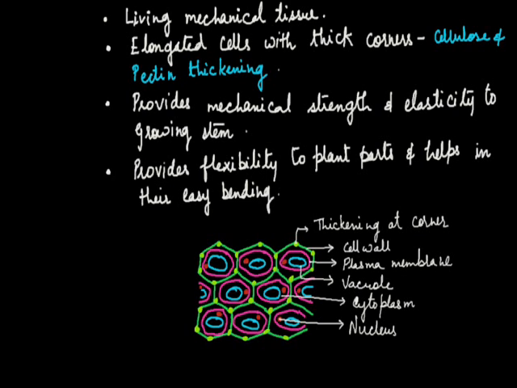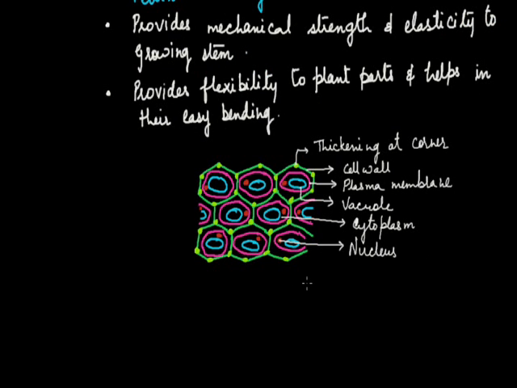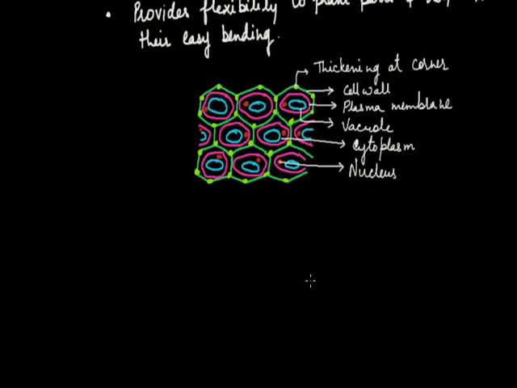So this thickening at the corners provides mechanical strength as well as flexibility to the plant parts, and therefore it is called the living mechanical tissue, because these cells contain a nucleus and are living cells, and since they provide mechanical strength, they are called living mechanical tissue or living mechanical cells. This is collenchyma.